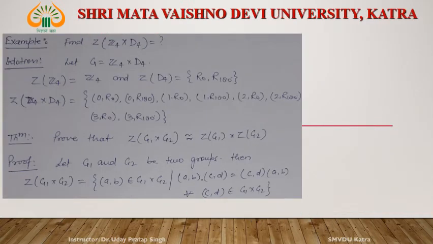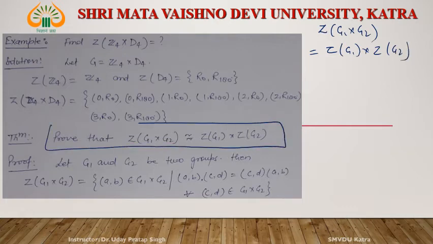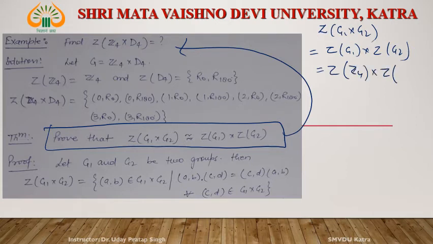Now see, what is Z of Z4 cross D4? Z of Z4, that we already proved. What is Z of G1 cross G2? Right, this is Z of G1 cross Z of G2. We will prove it, right? This theorem we will apply here. Now, Z of G1, Z of G2. What is Z of G1? G1 is Z4. This is Z4 cross Z of D4. Okay. What is Z of Z4? Z of Z4 is 0, 1, 2, 3. Right? Since Z4 is abelian, Z of Z4 is Z4.